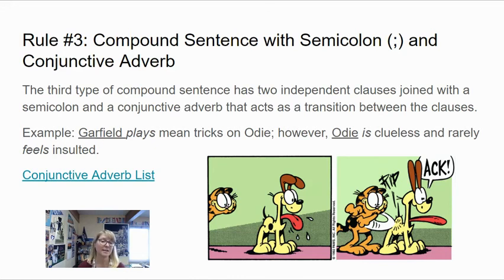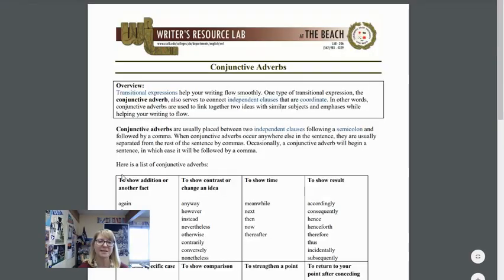So the comma either needs a conjunction, like and, or, nor, but, for, yet, so, or you can use a semicolon on its own, or you can use a semicolon with a conjunctive adverb. And if you need to see a list of conjunctive adverbs, they are listed here, and these slides will be linked in your daily Canvas slides.